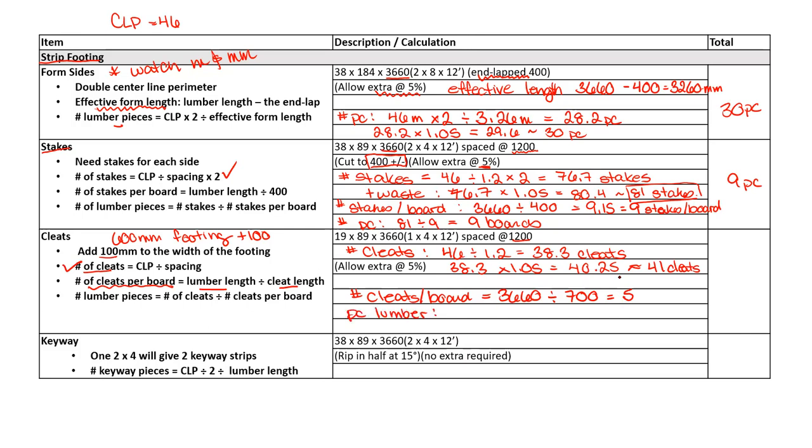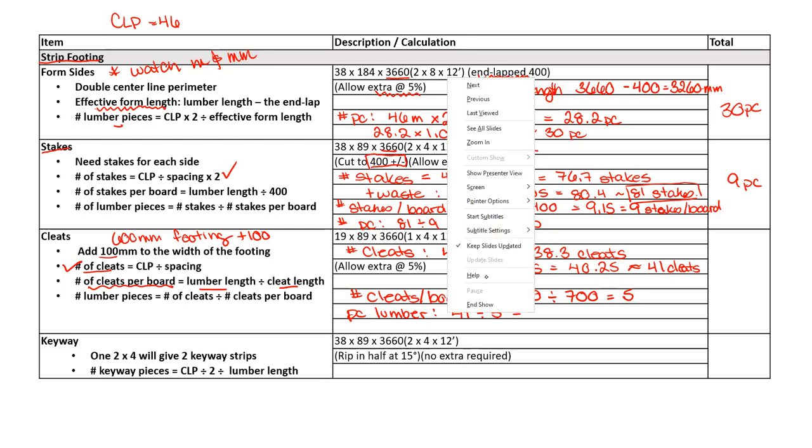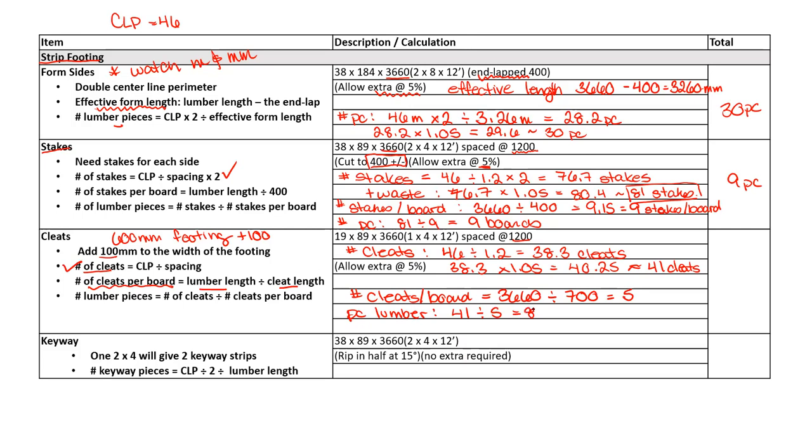To cut 41 cleats, if I can get 5 per board, well, 41 divided by 5 will give us 8.1, which would round to 9. We need the extra 1 because we need 41. If I round down to 8, I'm only going to have 40. So we'll round up to include the extra.